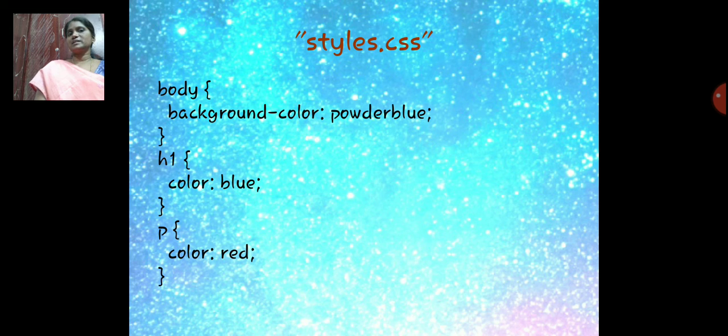See now, this is styles.css. For body, we give the background color. For H1, we give the text color. For P, we give the text color. So wherever we define the tag P, the color will be red. Wherever we give H1 in body, the color will be blue. The whole background color of the body will be changed to powder blue. That's it. And you have to note down the syntax also.